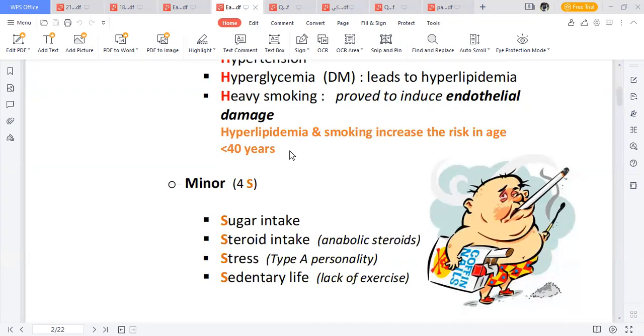Steroid intake. What does steroid do? So steroids, these are, for example, how can I explain this? Okay, I'll explain a little later. At the time I'm going to remember this.